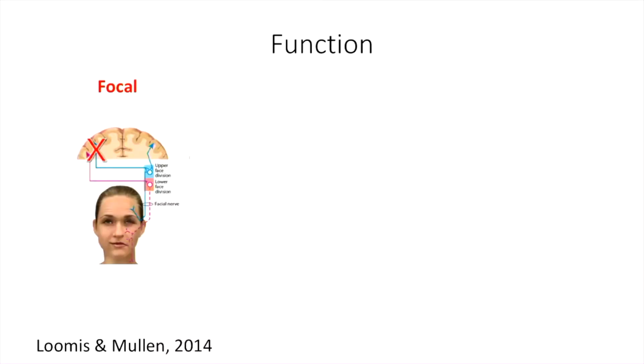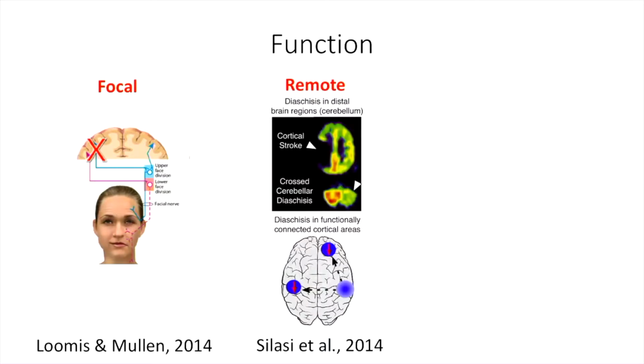So when there is a focal lesion, say in the motor cortex, you just lose the motor control over that particular area, so that's fairly clear. But there are also remote functional problems. For example, you get a stroke in the motor cortex, but you then get a whole shutdown and the contralesional cerebellum doesn't work properly. So the things that are connected are also affected by stroke.